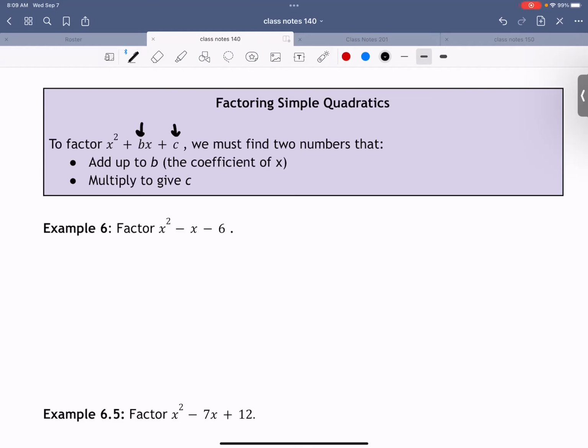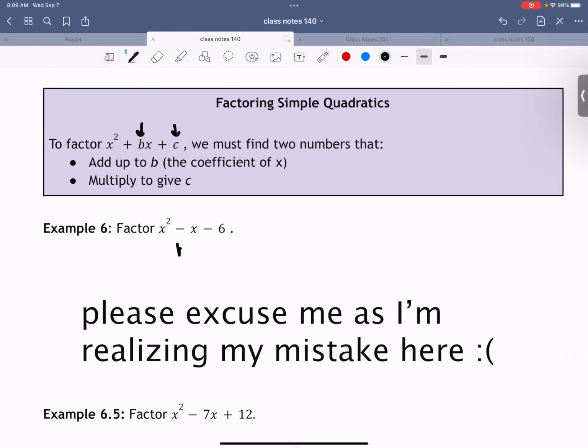So taking a look at example 6 again, what's b? Zach? -1, good. Right, the middle number is -1. If you don't see that, there's a 1 hidden here. Okay. Any questions on how I got b?